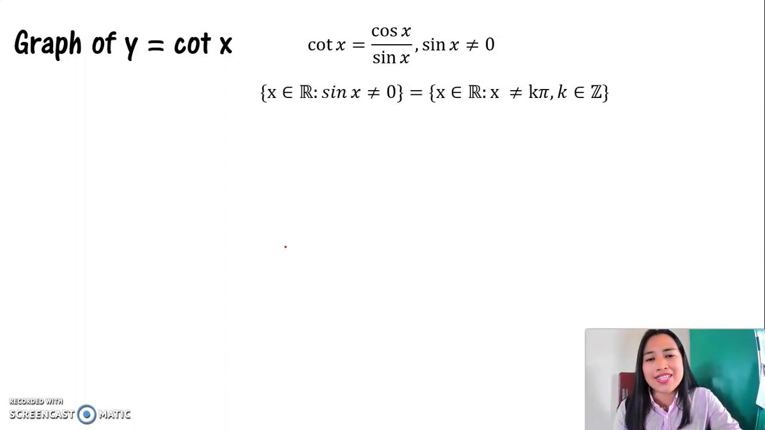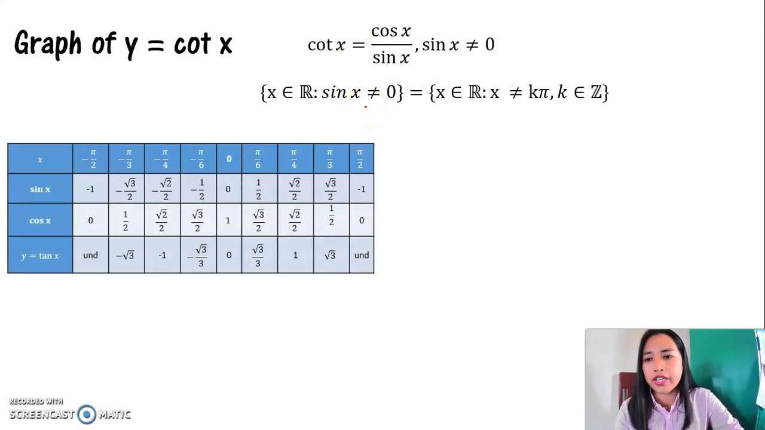This time we are going to avoid the values that will make the sine function 0. Those values are the multiples of pi: pi, 2 pi, 3 pi, 4 pi, and so on, because those make the sine function 0. And if our sine function is 0, our cotangent function is undefined.